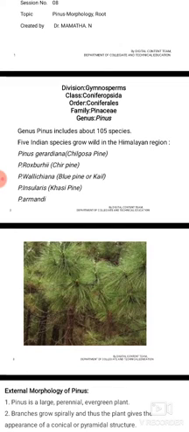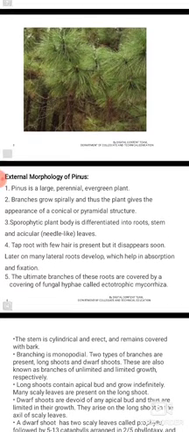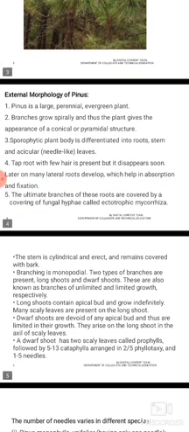Pinus armandi. External morphology. Pinus is a large perennial evergreen plant. The branches grow spirally and therefore it gives an appearance of conical or pyramidal structure. The sporophytic plant body is differentiated into root, stem, and leaves, which are acicular, that is needle-like.